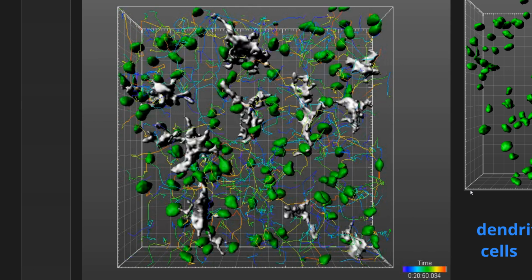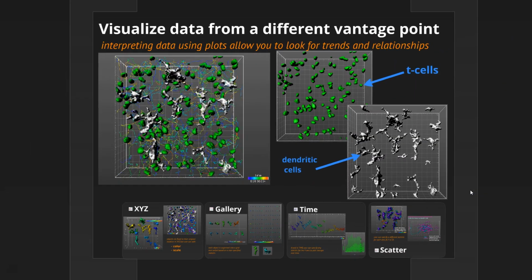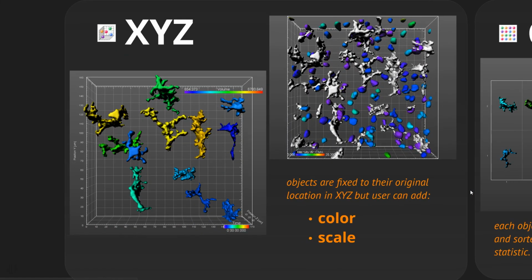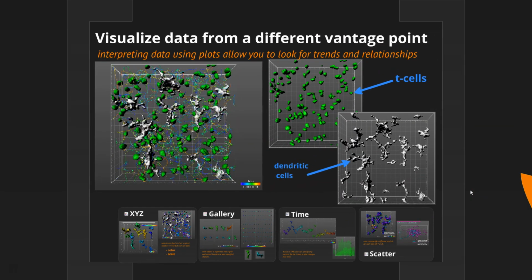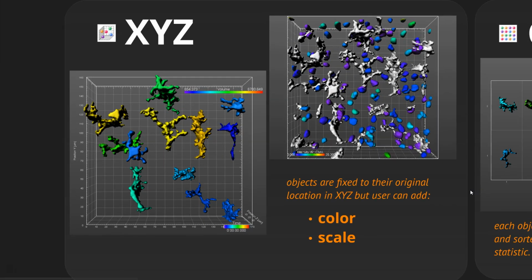With this Vantage module, we provide 4 different plot types. There's one called XYZ, there's one called gallery, there's one called time, and then we also provide a scatter plot. I'm going to give you examples of what you can do with the plots that may help decipher or get some information out of this data set. The first one I'm going to look at is the XYZ.